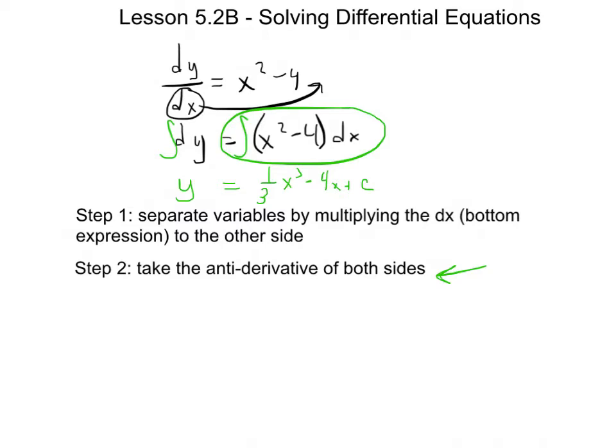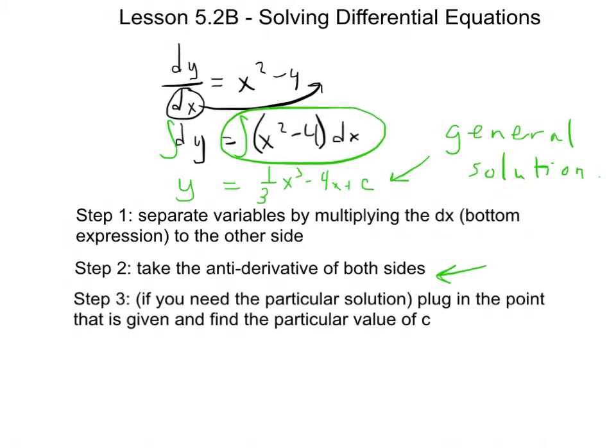And then step 3 is potentially an optional step. You may remember that this thing here was called the general solution. If you want the particular solution, you need to plug in a point that's given and find the value of c. So that's step 3. That's our overall process: we separate variables, we take the antiderivative of both sides, which is the step that requires all the work, and then if you need a particular solution, plug in the point that's given and find that particular value of c.